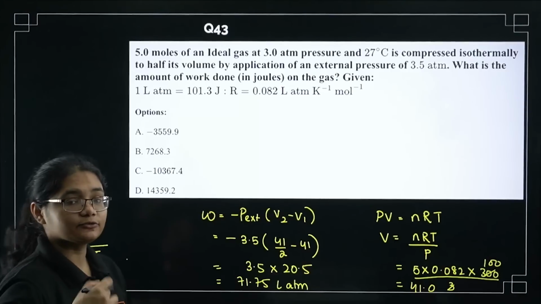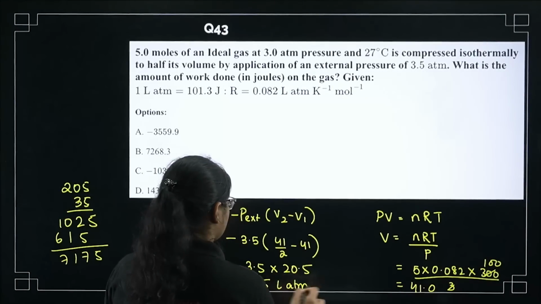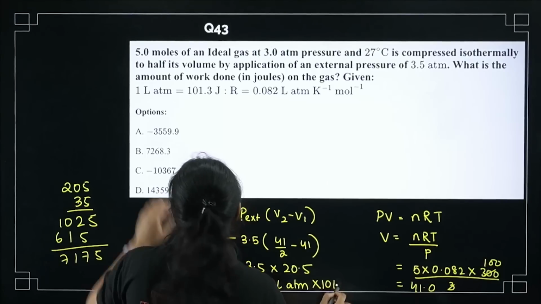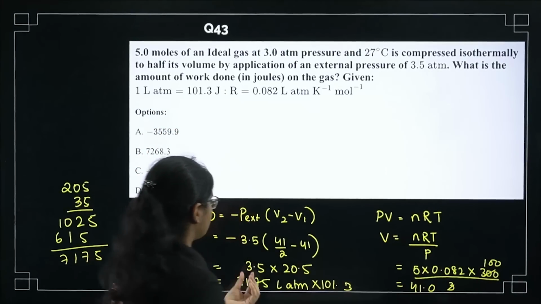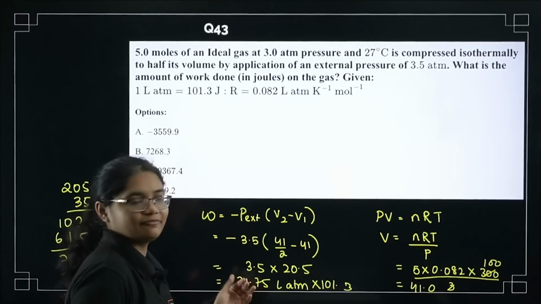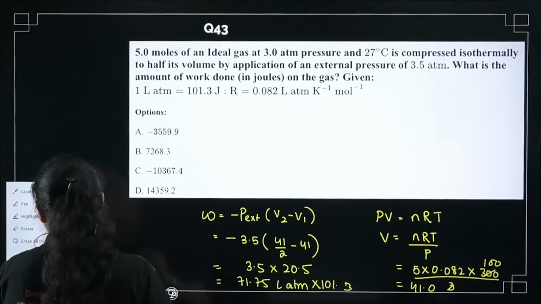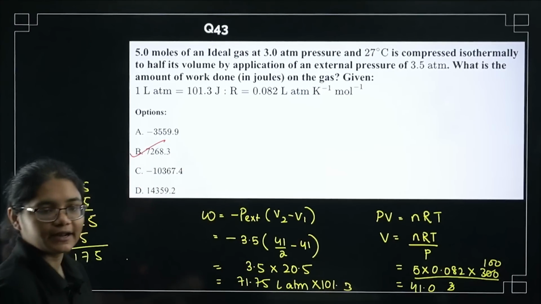This liter atm has to be converted into joules, right? So you will get around 7,000 into, you have to multiply with 101.3. Now if I multiply, it will come almost 7175, something should come. So the nearest answer here is option number B, that is the correct answer.